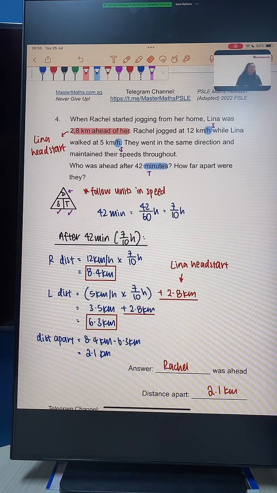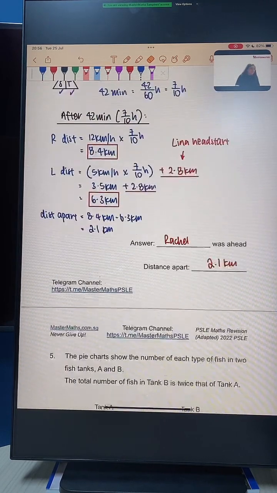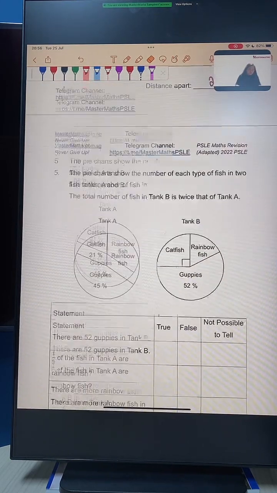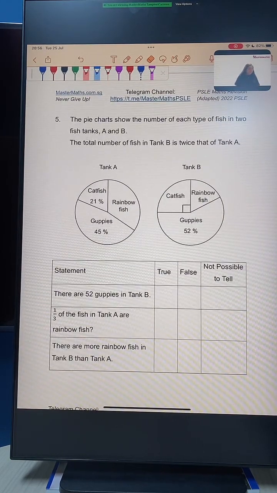Okay, let's move on to question number 5, last question for the day. For the last question, I have given you a pie charts question, also from 2022 PSLE. Let's see if we can get it right.